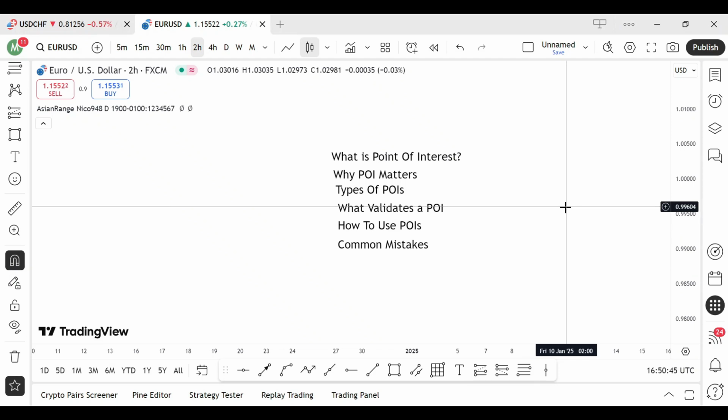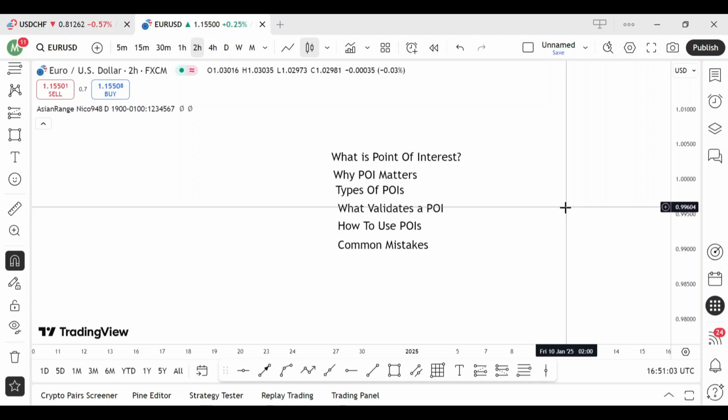Ever notice how price suddenly reacts at a certain zone on your Forex chart? These aren't accidents. They are called points of interest, or POIs, and smart money traders use them to stay one step ahead. Let's break it down.